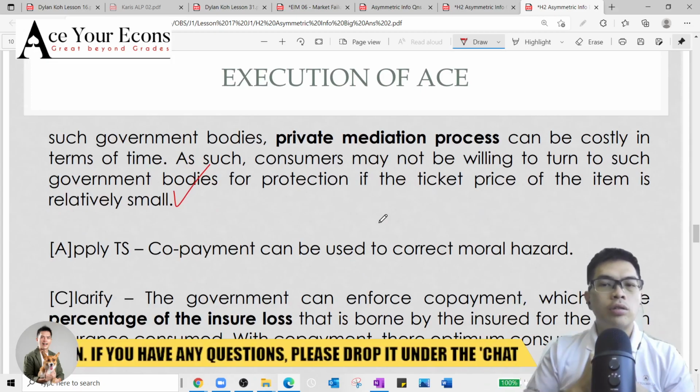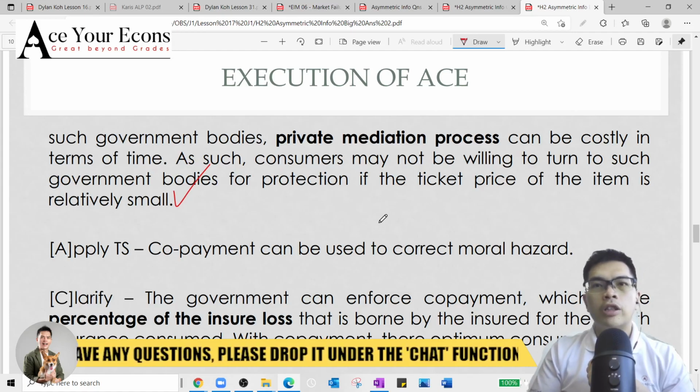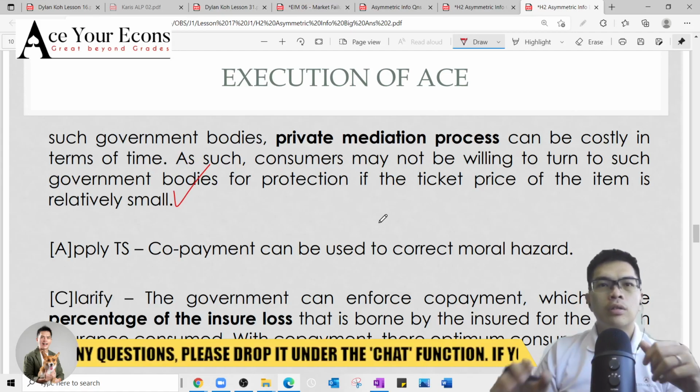Likewise, consumers are unlikely to turn to government bodies. If the ticket item is relatively small, $5, would you go to case? No.